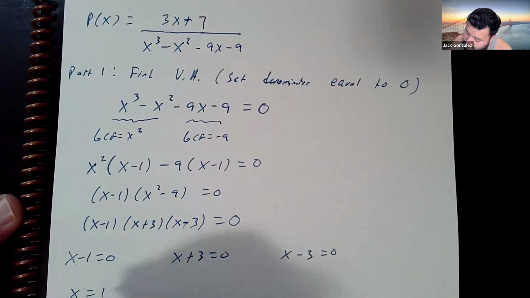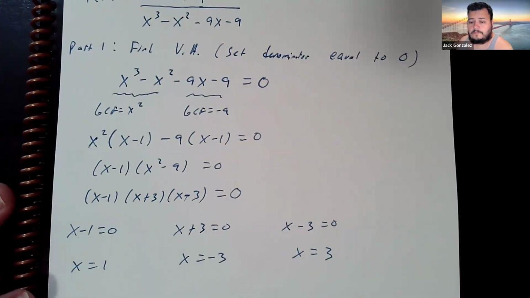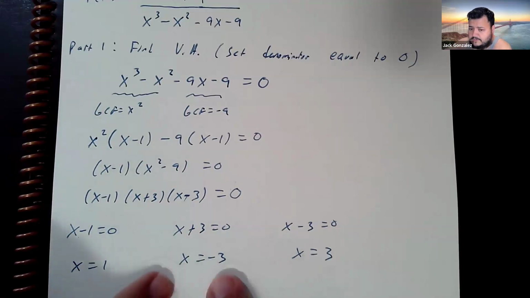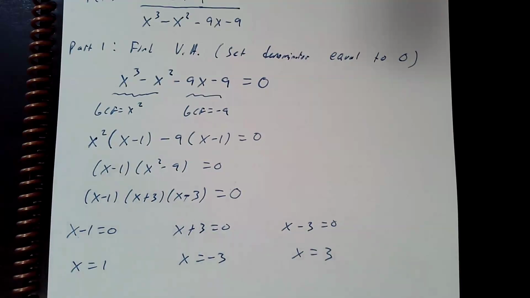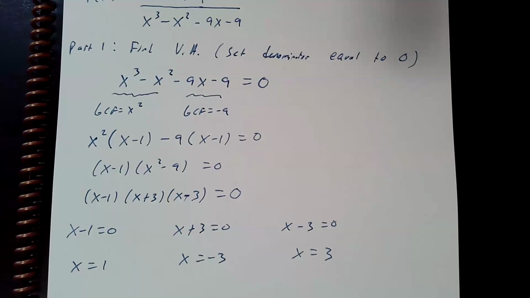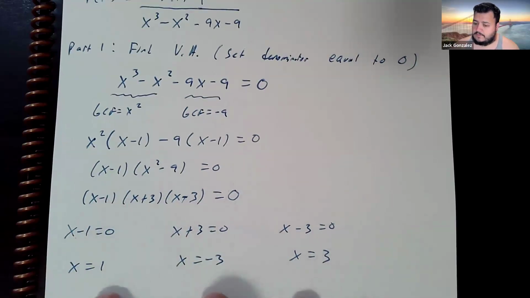So x is 1, x is -3, and x is 3. These are the 3 vertical asymptotes. On the exam or homework, you're going to put x equals 1, x equals -3, x equals 3 with commas. Just be careful with the spacing. Once you solve for x, these are the vertical asymptotes.